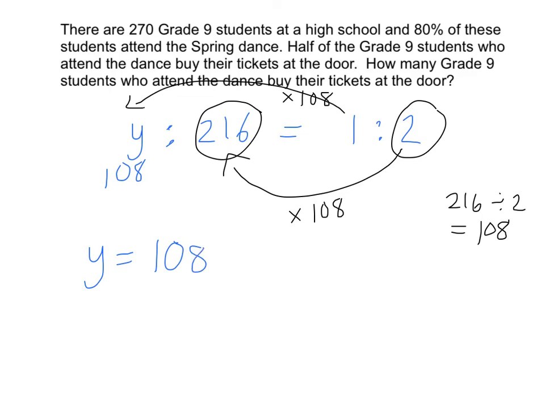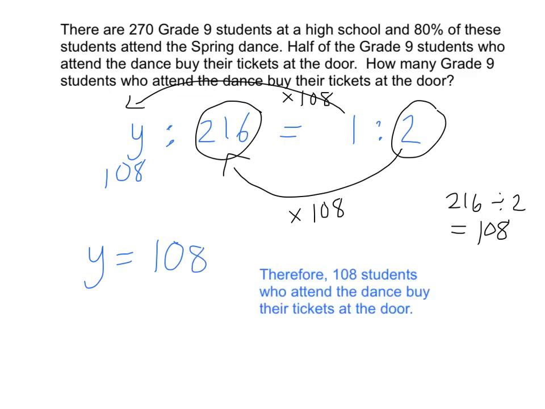Do you remember what y represented? Well, since y represented the number of students who buy their tickets at the door, we can conclude that therefore 108 students who attend the dance buy their tickets at the door.